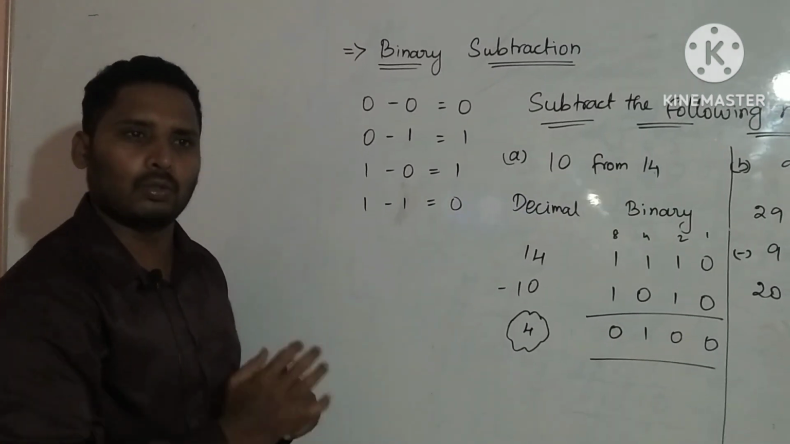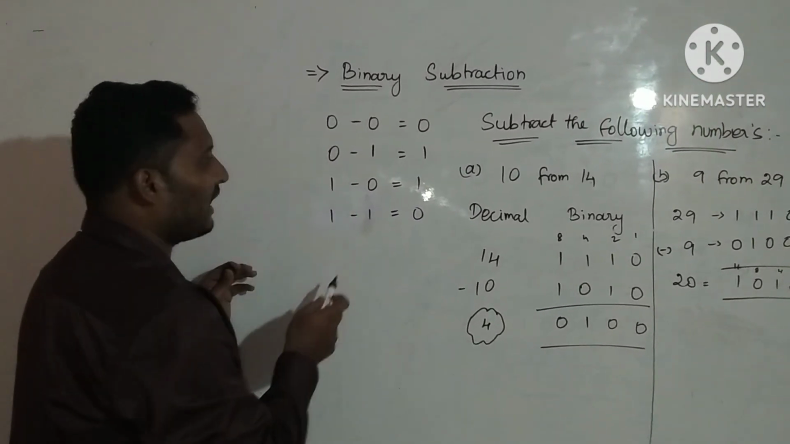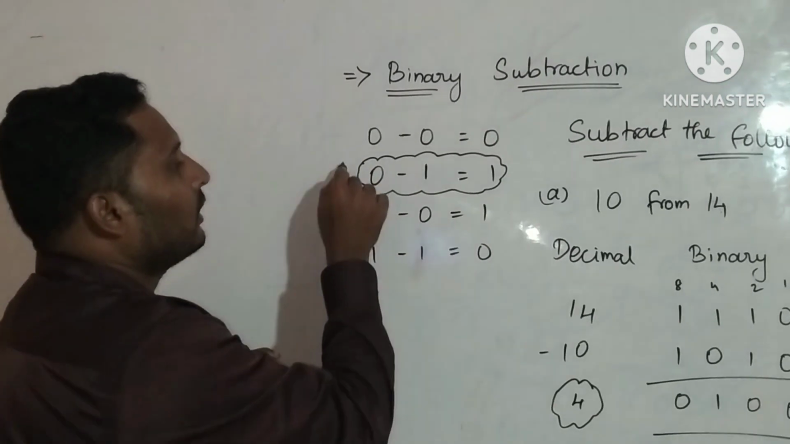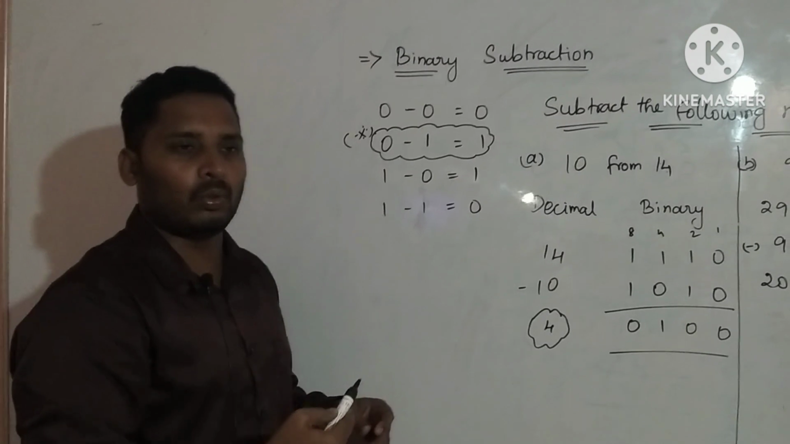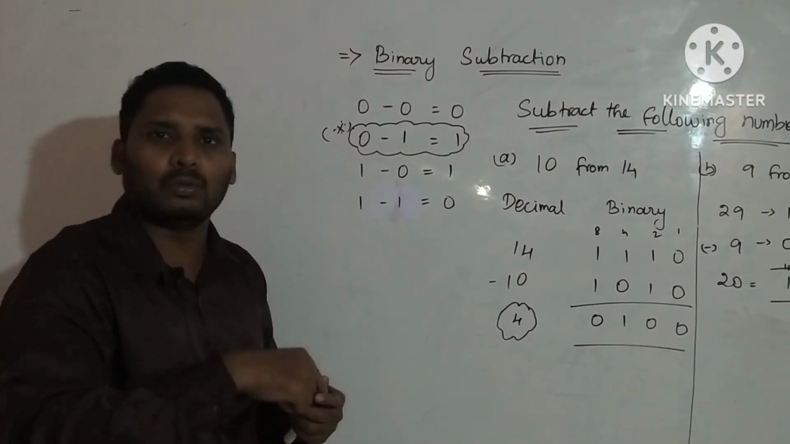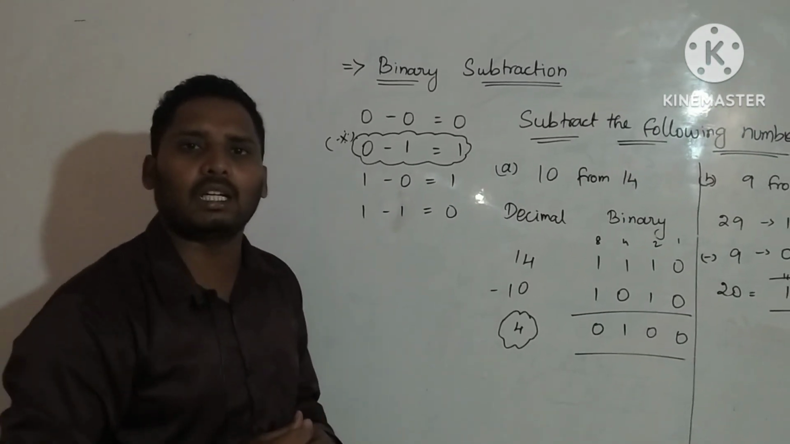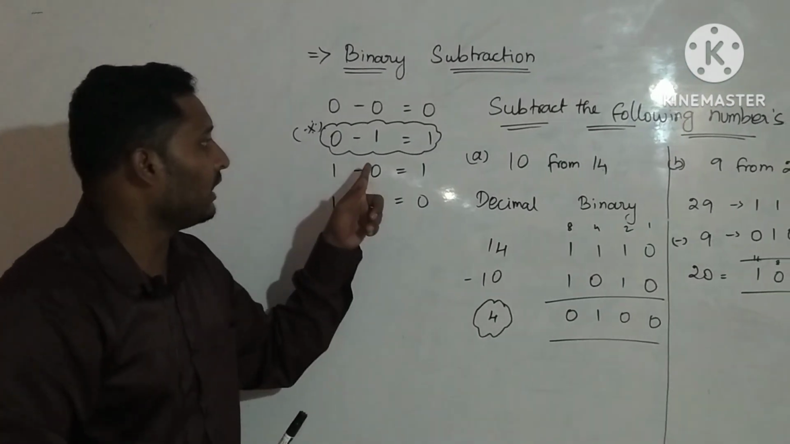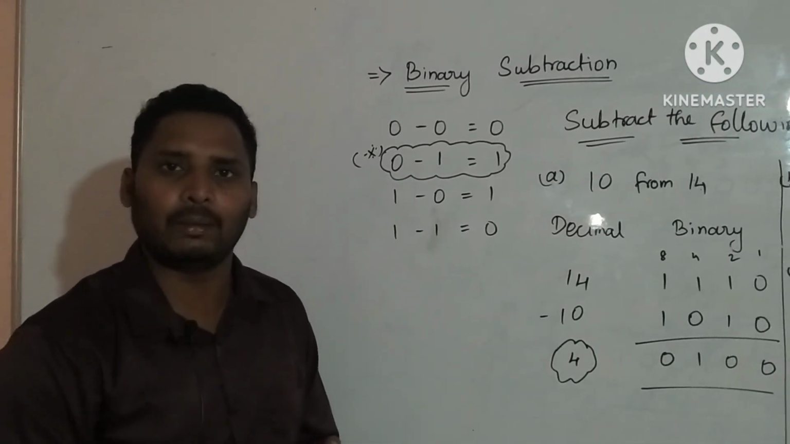1 minus 1 is equal to 0, 1 minus 0 is equal to 1, but here, see, 0 minus 1 is equal to 1. You guys have to see, this is something new, right? 0 minus 1, obviously, we have to borrow one digit. So here one small calculation is there. We will see how in the next example classes. Here, see, 0 minus 1 is equal to 1. This rule you guys have to keep in mind.